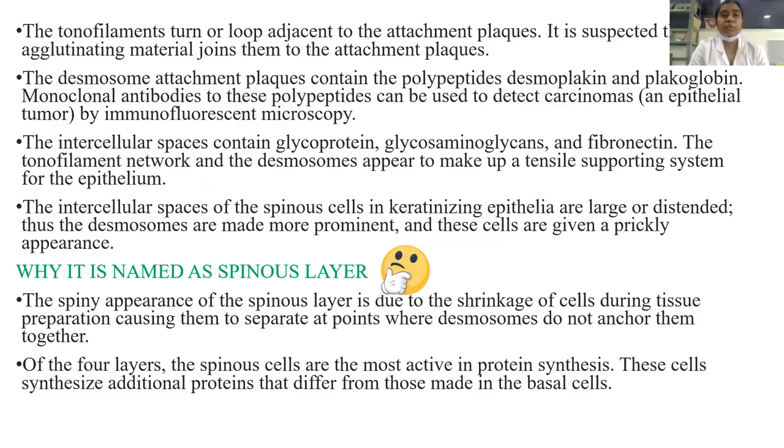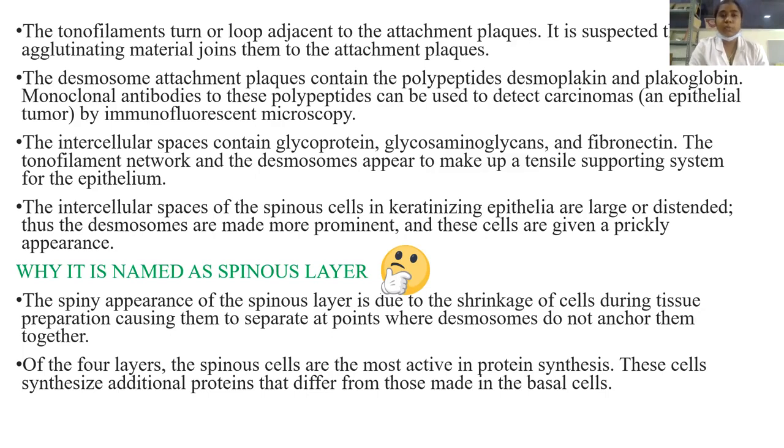Monoclonal antibodies to these polypeptides can be used to detect carcinomas by immunofluorescent microscopy. The intercellular spaces contain glycoprotein, glycosaminoglycans, and fibronectin. The tonofilament network and the desmosomes appear to make up a tensile supporting system for the epithelium. Intercellular spaces of the spinous cells in the keratinizing epithelia are large or distended.